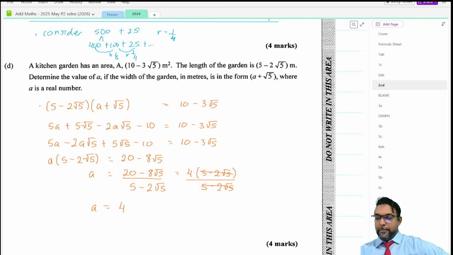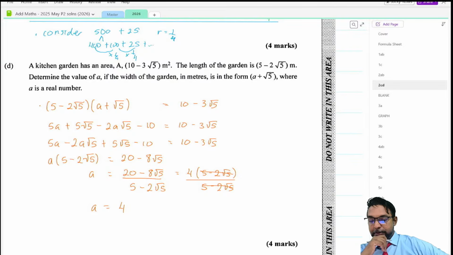I'm interested because your method is still valid, because you took the area and divided by the length. If length by width is area, then area divided by length is width. So you divide and you rationalize. In your denominator, you would have gotten 25 minus 10 root 5 times root 5, so 25 minus 20, which is 5.